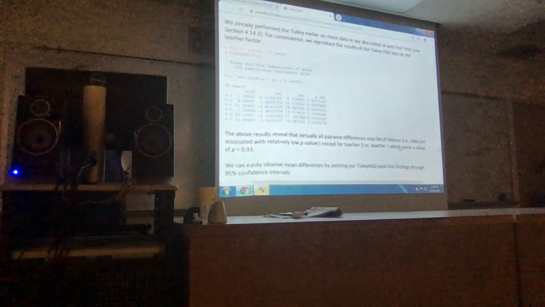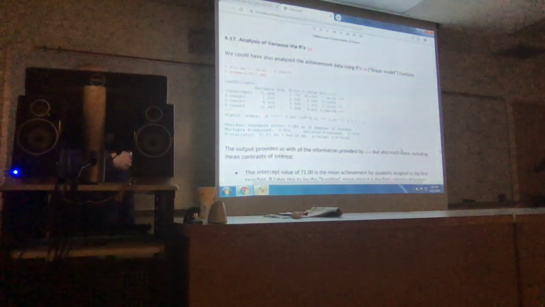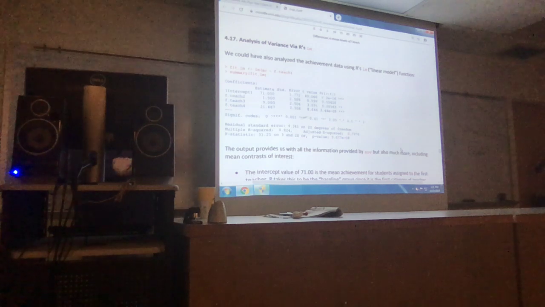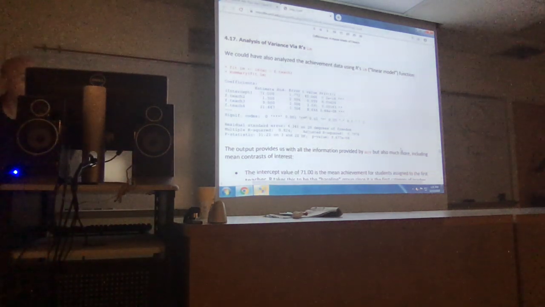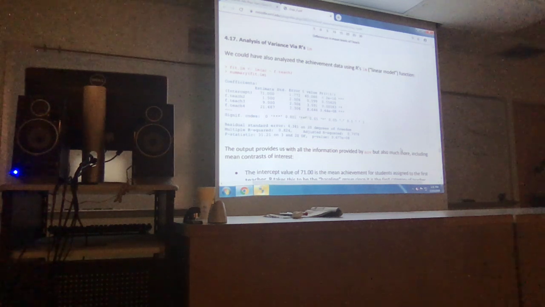There's our Tukey test, which we did earlier, and there's some confidence intervals. Here's another way of analyzing it too. You can do what's called a linear model, which we're on the verge of talking about in regression. And when you analyze it this way, it actually gives you contrasts between groups.